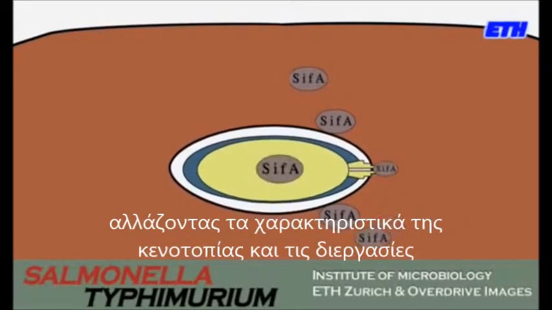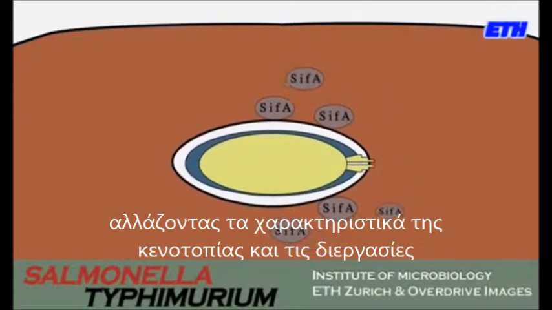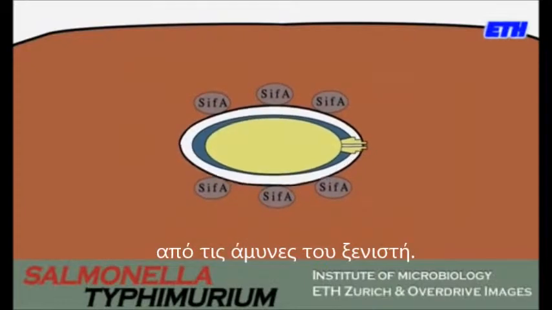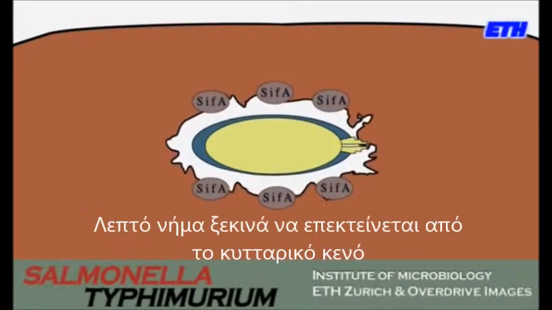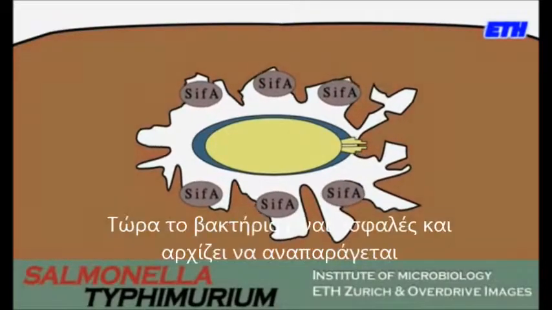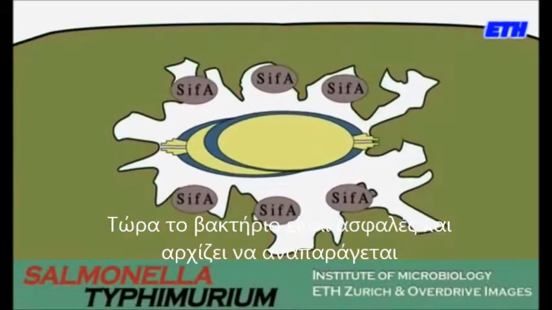They alter the properties of the vacuole and trafficking processes in the host cell, so that the bacterium is protected inside its vacuole from host defenses. Thin filaments start to extend from the vacuole covered with Salmonella effectors, for example CYP-A. Now, the bacterium is safe and starts to replicate.